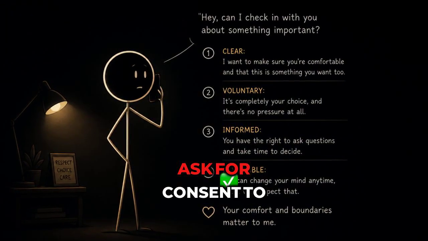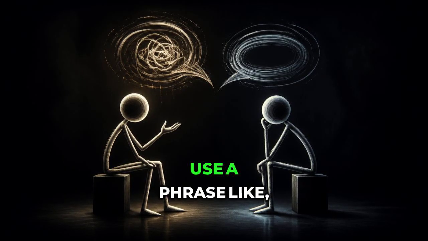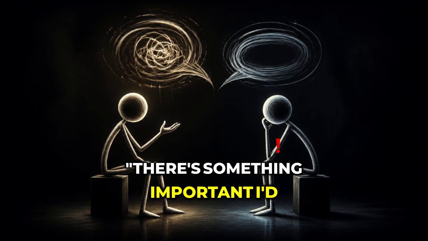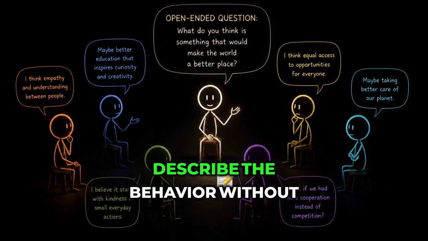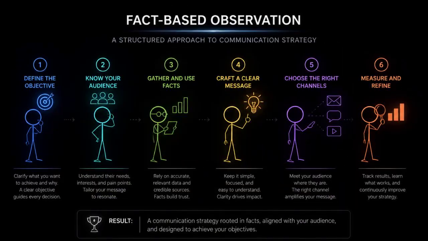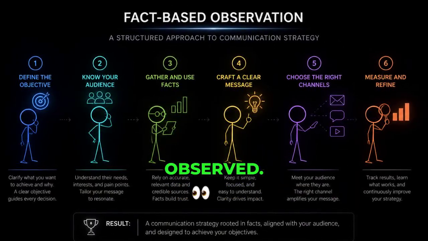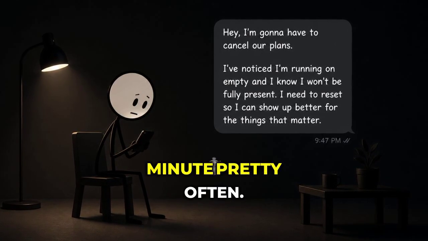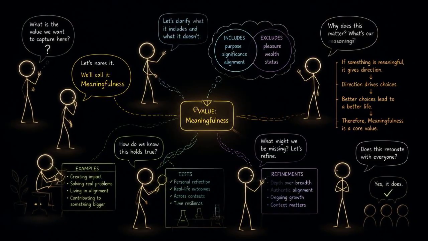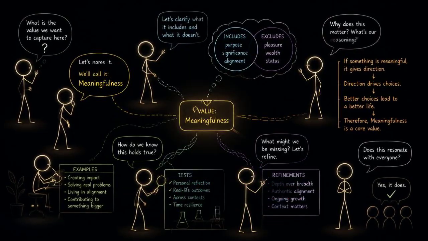2. Ask for consent to talk. Use a phrase like, "There's something important I'd like to talk about. Is now a good time?" 3. Describe the behavior without blame. Stick to the facts of what you have observed, e.g., "I've noticed we cancel plans at the last minute pretty often."